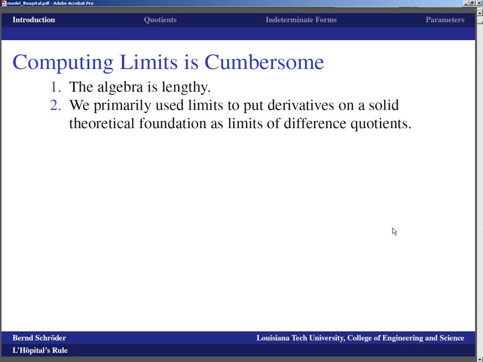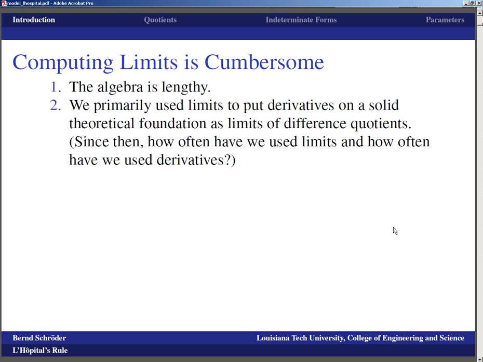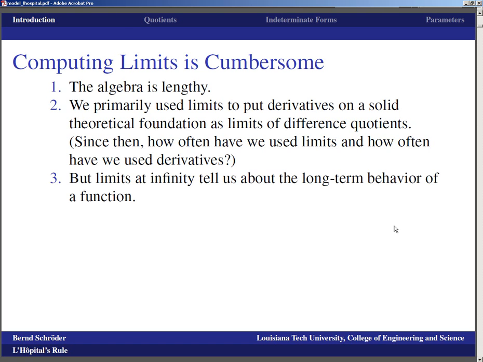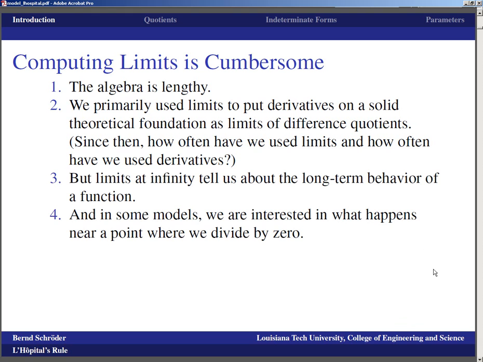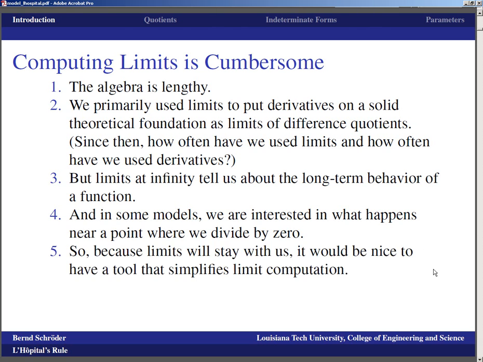But then again, we also mainly use limits to put derivatives on a solid theoretical foundation. And so, since then, how often have we used limits and how often have we used derivatives? Still, we can't just abandon limits, because limits at infinity tell us about the long-term behavior of a function, and that is something that is typically interesting in models. You want to know whether the object or the mechanism stabilizes or not. And in some models, we're also really still interested in what happens near a point where we divide by 0.